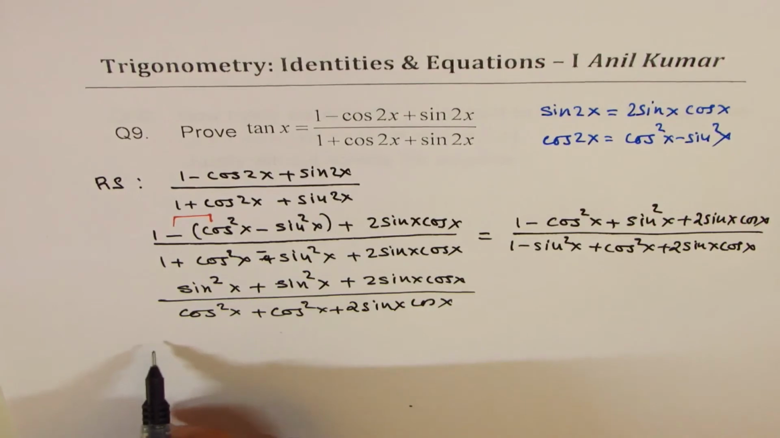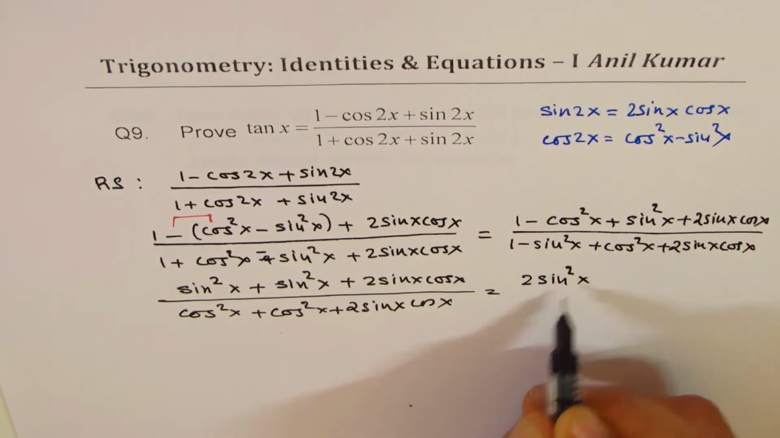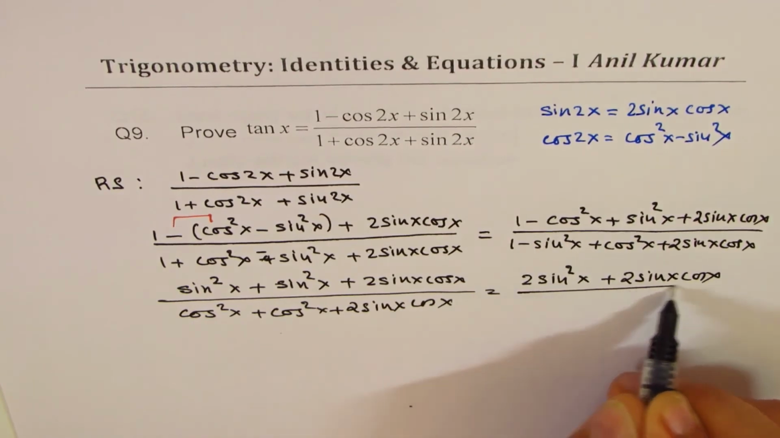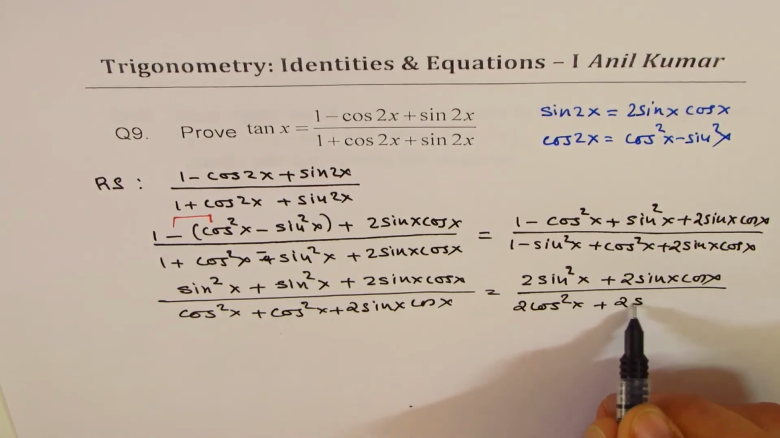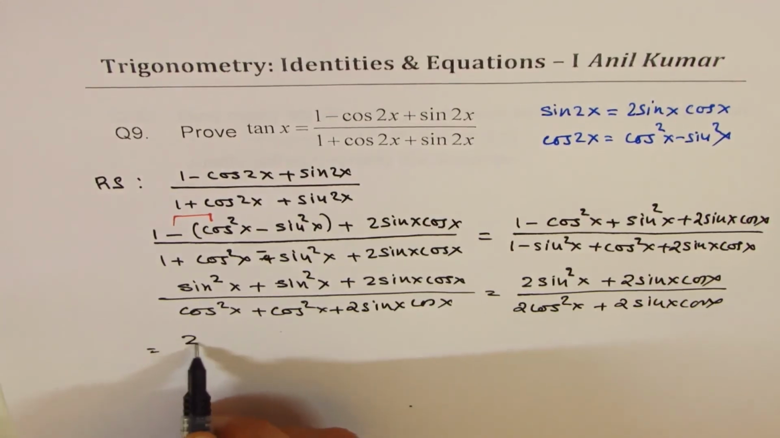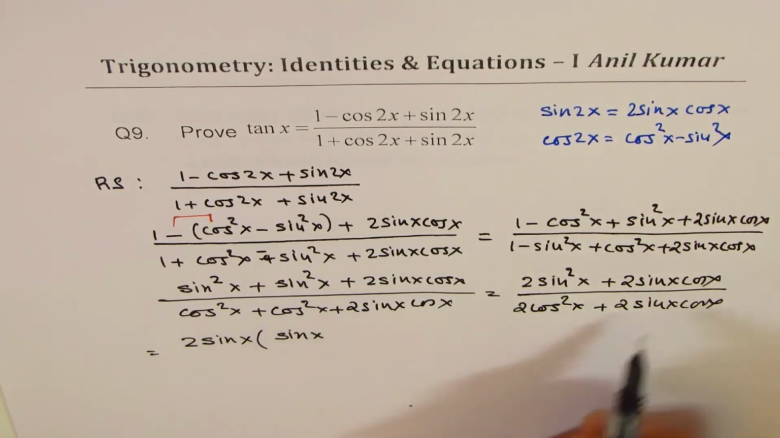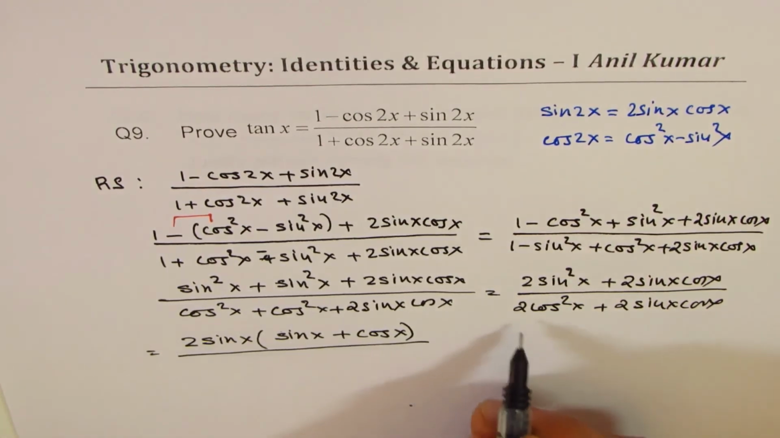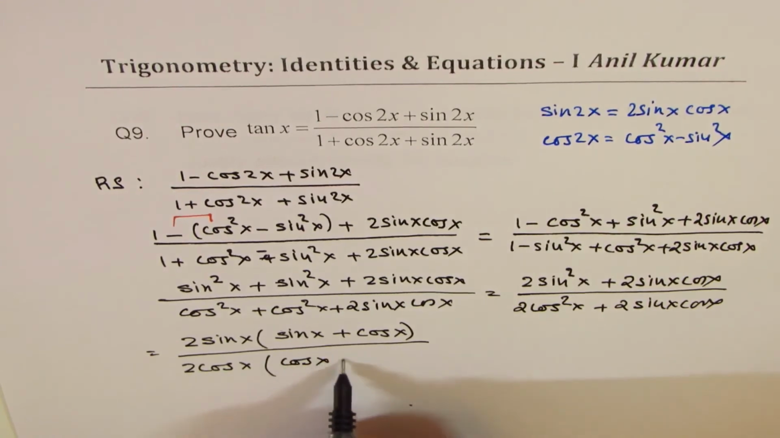Now here we get this term as 2 sine square x, and we have plus 2 sine x cos x, divided by 2 cos square x plus 2 sine x cos x. We can take 2 sine x common in the numerator. We are left with sine x plus cos x. In the denominator, we can take 2 cos x common. So we are left with cos x plus sine x.